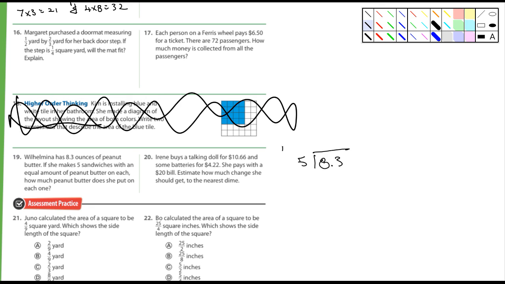That's number 19. Number 20, Irene buys a talking doll for $10.66 and some batteries for $4.22. She pays with a $20 bill. It says, estimate how much change she should get to the nearest dime. So the tens place, not the tenths place, but the tens place to the nearest dime. And 21 and 22, you guys should be able to do.